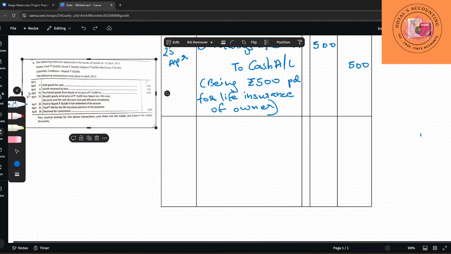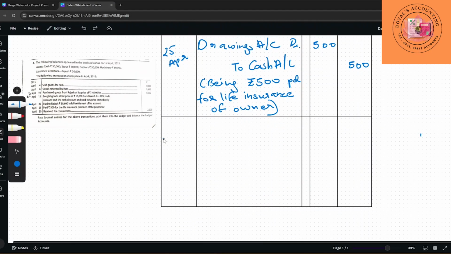Now the next entry on 30th April, we have received commission of 2000 rupees. Okay, so we are receiving commission, money is coming in, so we will debit cash account. Cash account debit to commission account 2000. Being commission received.